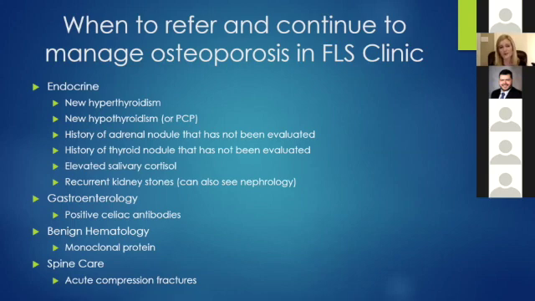If it's hypothyroidism, a lot of times I'll just message the PCP to see if that's something that they will be okay with managing. I will send to endocrine if there is a history of an adrenal nodule that has not been evaluated, a history of a thyroid nodule that has not been evaluated, or elevated salivary cortisols. I will send those over and then treat the patient if appropriate.